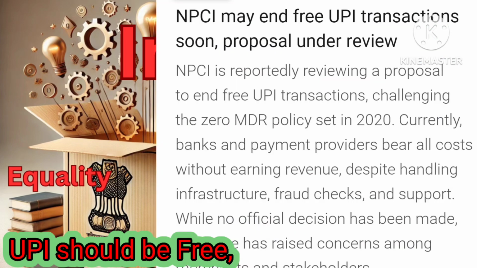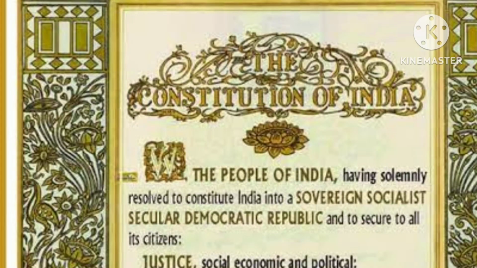UPI has revolutionized digital payments in India, offering seamless and instant money transfers. The question of whether UPI transactions should be free or charged is a complex one, involving economic, social, and infrastructural considerations. Currently, UPI transactions are largely free for users, with costs borne primarily by the participating banks and the payment services.